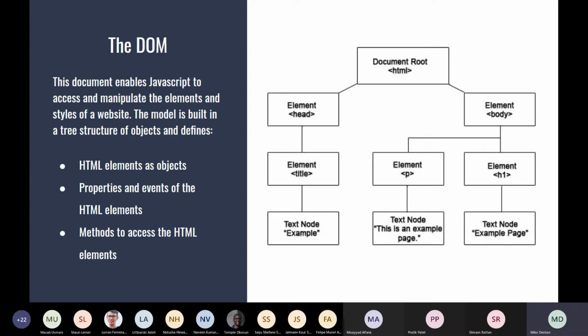But the document enables JavaScript to access and manipulate these elements and styles of a website, of a page. So the model of this tree structure of objects defines the HTML elements as objects. Because you gotta remember, there's the model of the tree, right? So you have the representation of the HTML, and then you have the model. So each HTML element is an object. So you can also define the properties and events on those elements.